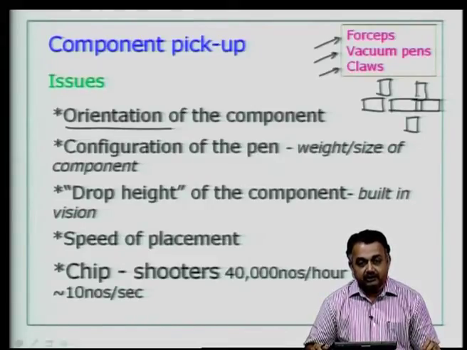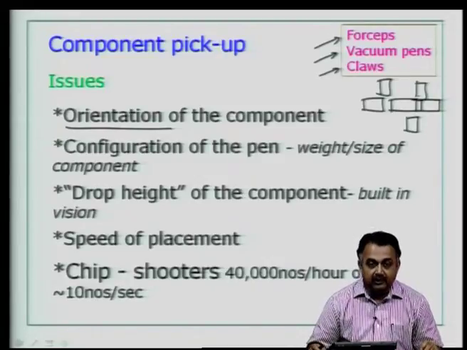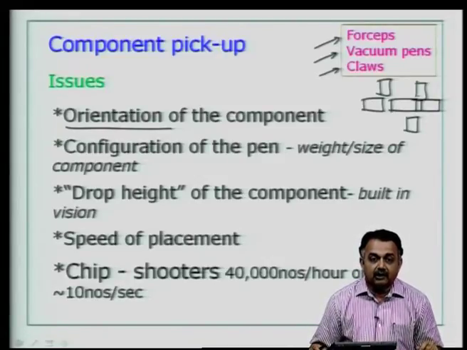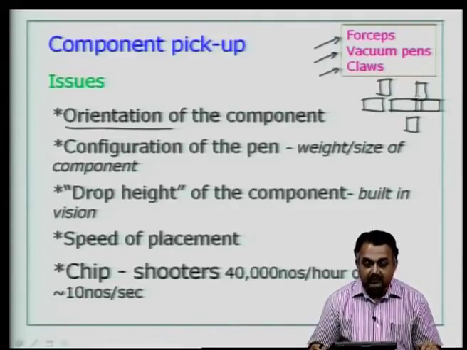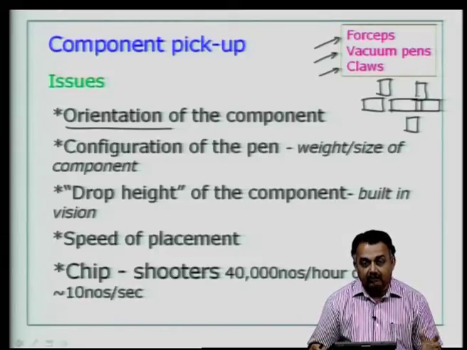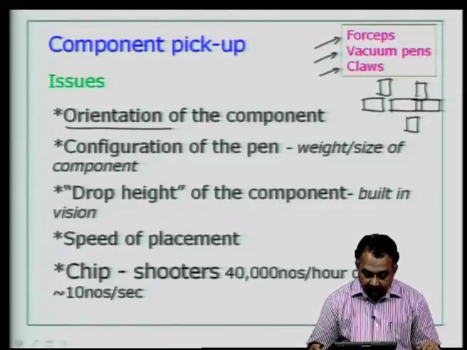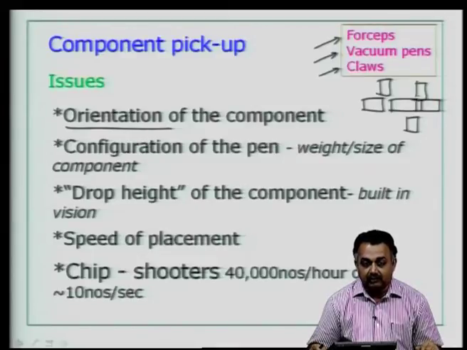Speed of placement is an issue. That is what more and more new equipments are trying to incorporate to increase the yield percentage of this SMD assembly. These are typically called chip shooters, the pick and place equipments. Typically, we are talking about 40,000 components per hour, which is a huge number in large volume manufacturing, or about 10 per second. It could be more.